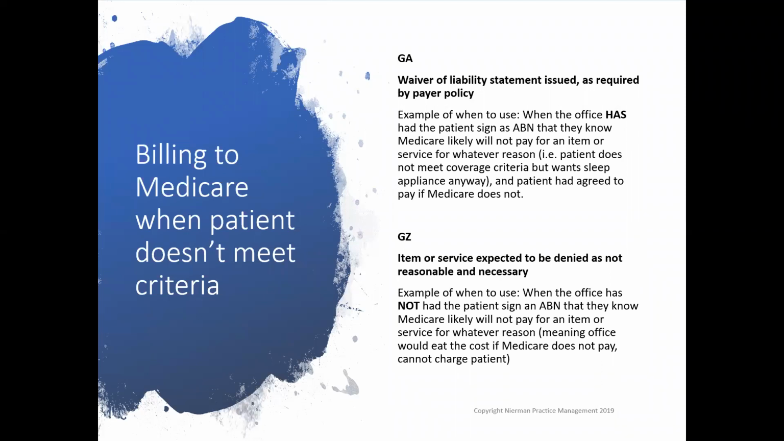I get the question a lot, can I use all three? Can I use the modifier NU for new equipment? That's kind of the default one. And then can I use KX and GA? Because I do have everything on file, but I had them sign an ABN. No, it's going to be either GA, GZ, or KX. Hopefully in most situations, we've got that KX modifier, but anytime the patient has signed an ABN, you want to use the GA modifier.